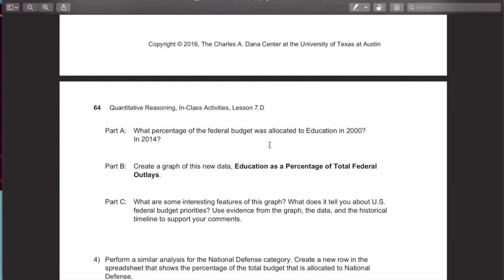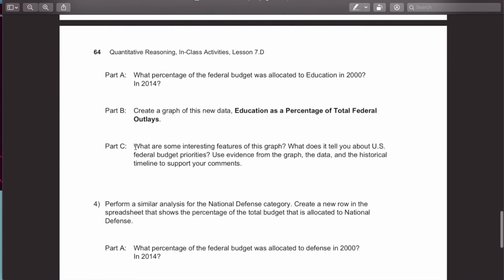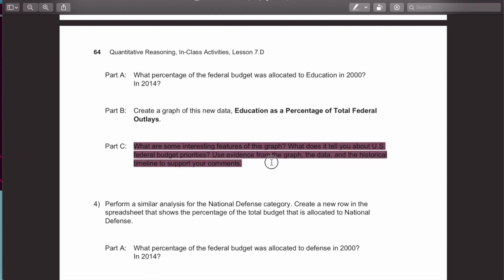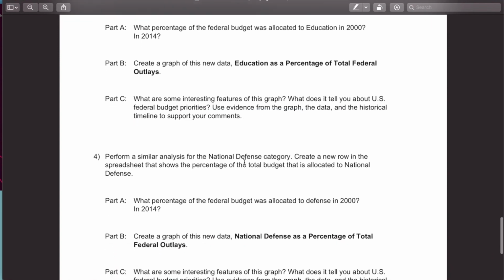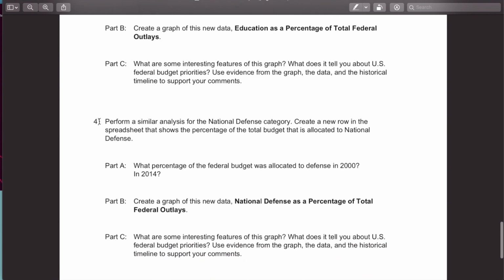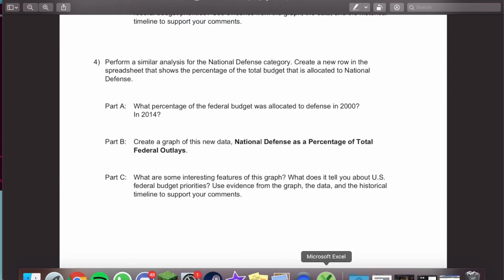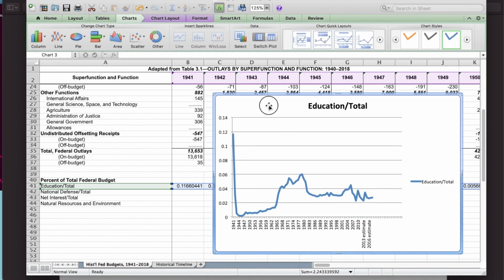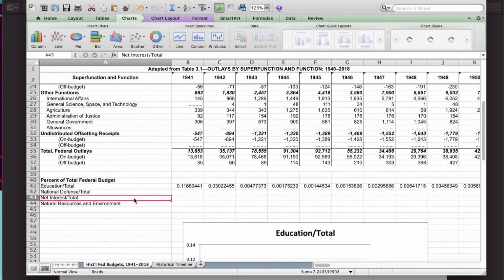So coming back to our workbook, what are some interesting features? I just talked about a few of them. Talk about this graph and think about the historical context and see if you can make any predictions about what was going on there. So for the rest of this activity, all you've got to do is repeat that exact same process with the category for national defense. So again, coming back to Excel, we can move this chart for later if you'd like to compare charts.